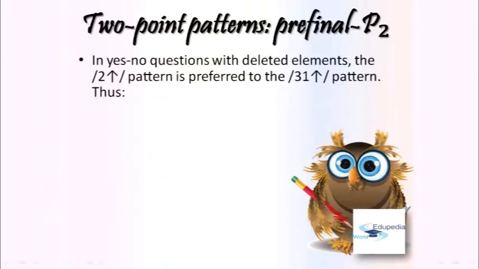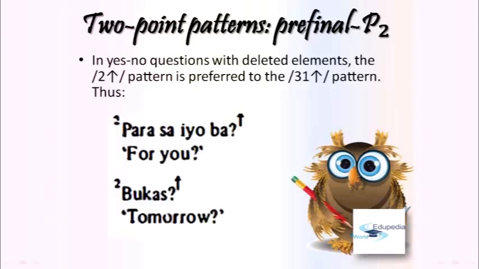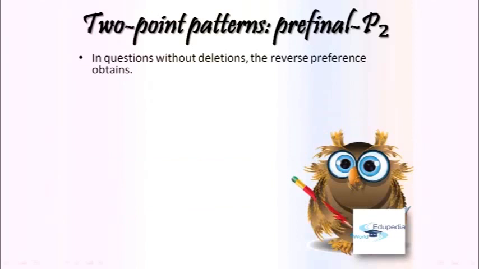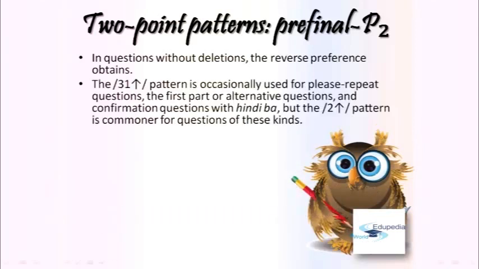In yes or no questions with deleted elements, the 2-up pattern is preferred to the 3-1 up pattern. Thus, para sa iyo ba? For you? Bukas? Tomorrow? In questions without deletions, the reverse preference obtains. The 3-1 up pattern is occasionally used for please-repeat questions and the first part of alternative questions and confirmation questions with hindi ba. But the 2-up pattern is common for a question of this kind.